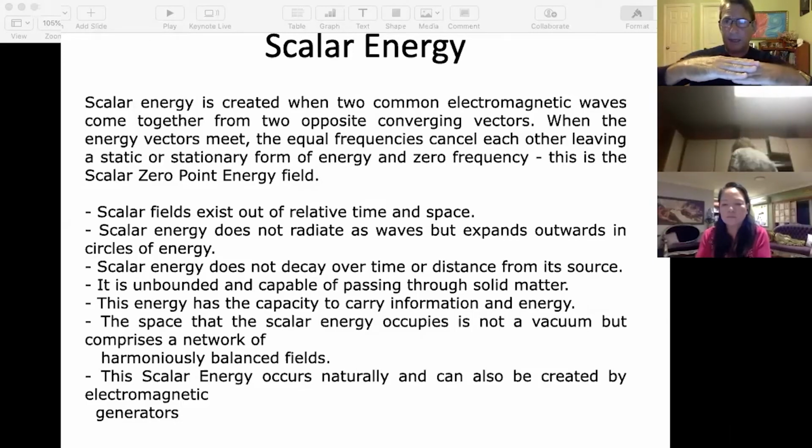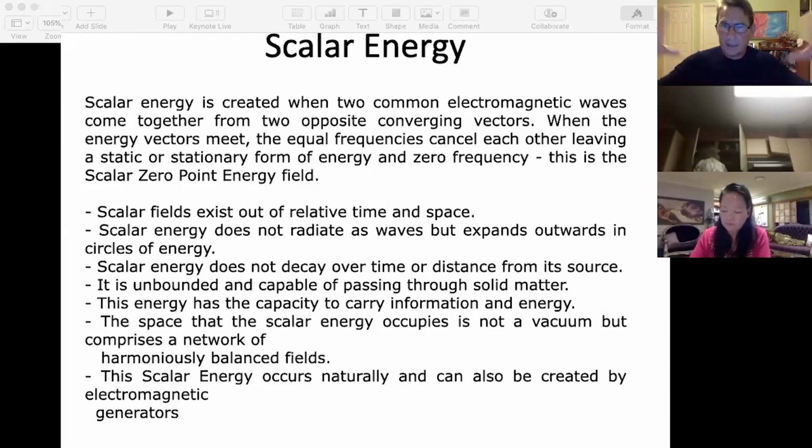which results in these scalar waves. And these scalar waves are basically like compression longitudinal waves, like sound waves. So they radiate out in all directions, as opposed to electromagnetic frequencies, which travel in a particular vector in a straight line. But when those two straight lines come together and match, they can neutralize to create the circular standing waves, which is what we call the scalar zero-point field. Now, this scalar field exists outside of relative time and space, and this is why we can access the higher dimensions of consciousness beyond the interference of the Earth's electromagnetic field. So they expand out in circles.